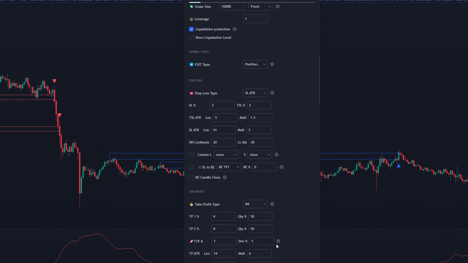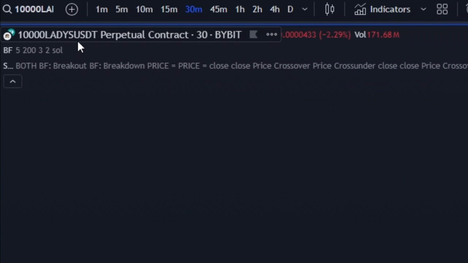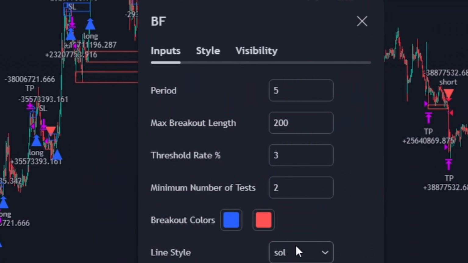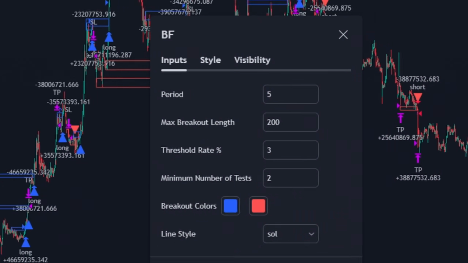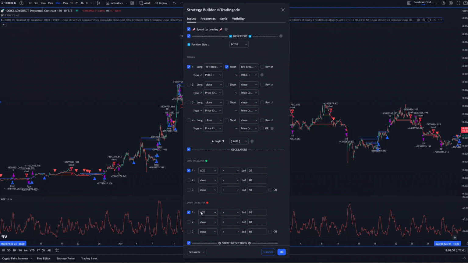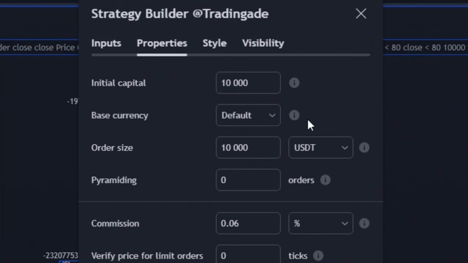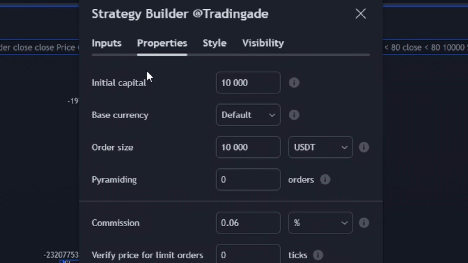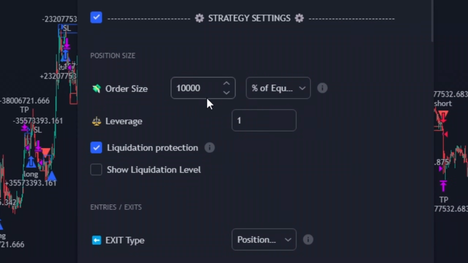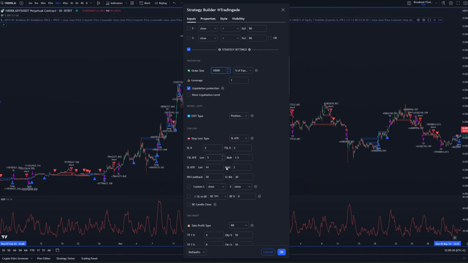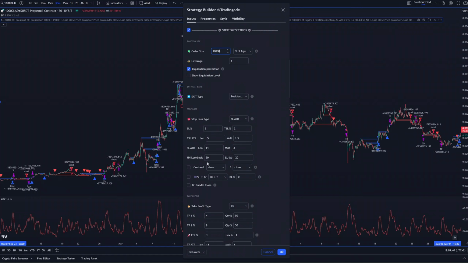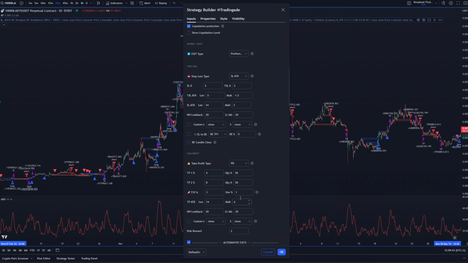So, let's jump into the backtest results. We are here on ADAUSDT, 30 minutes time frame on Bybit exchange. I just left the default settings of the Breakout Finder indicator. Our entry signal will be exactly as we previously saw. Initial capital $10,000 with 0.06% commission. Position size 100% of equity. Here, even though you see 10,000, in reality it calculates only 100% of equity. 1x leverage, stop loss ATR as we previously saw, 14 length, multiplier of 3 and risk reward of 2.